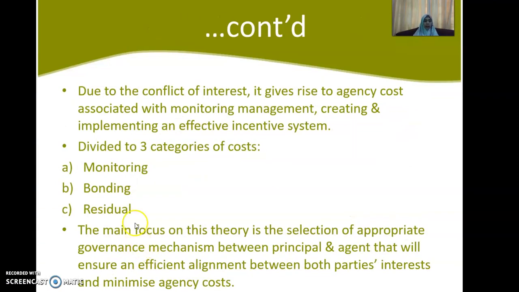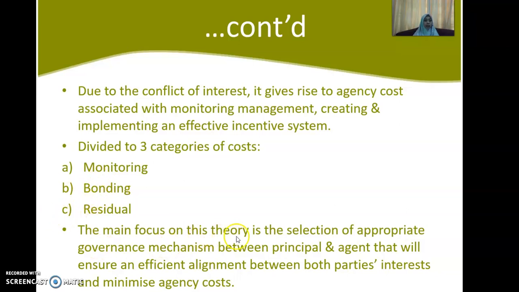And then you also have the agency cost associated with it, because you want to monitor and implement an effective incentive system. So you will have this cost, known as the agency cost. So what is included in your agency cost? That will be the monitoring cost, the bonding cost, and the residual cost. I think you have also learned this in your other subjects as well, in your FAR subject. It's basically the same, so you can refer back to all these things.